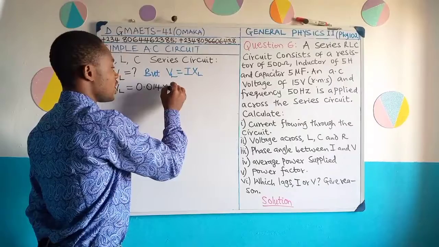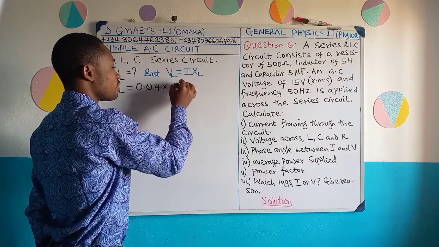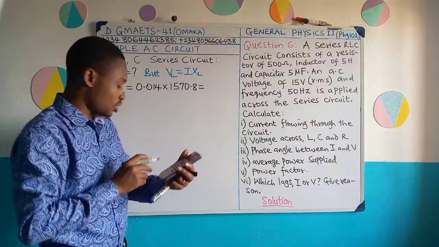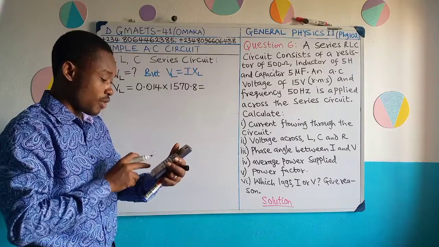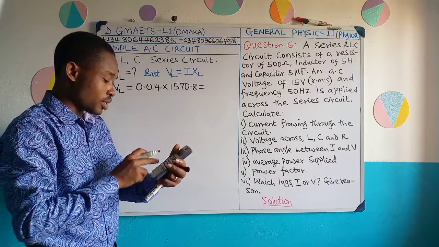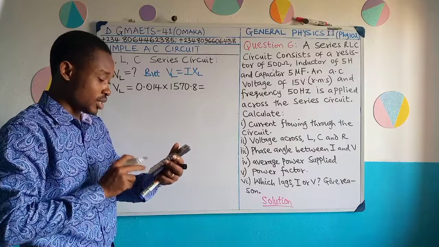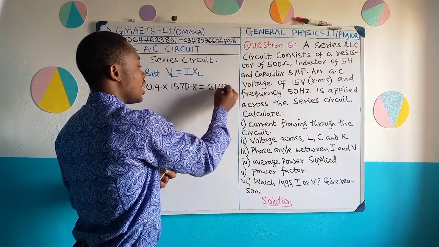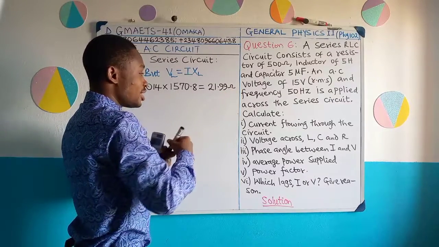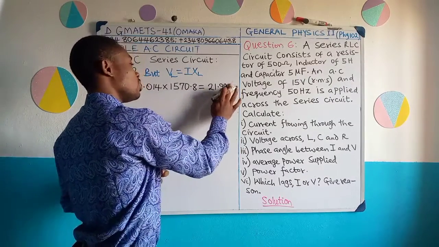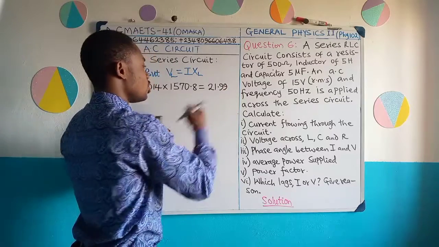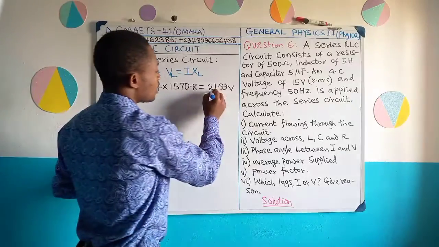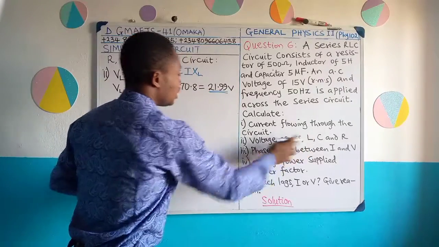So I will put them here: 0.014 times 1570.8. Now let's press our calculator and see what it will give us. 0.014 multiplied by 1570.8. What the calculator tells me is 21.99 ohms. So now this one is the voltage. No, it is not ohms. The unit will be volts because it is the voltage we calculated. So now this one is the voltage for the inductor.